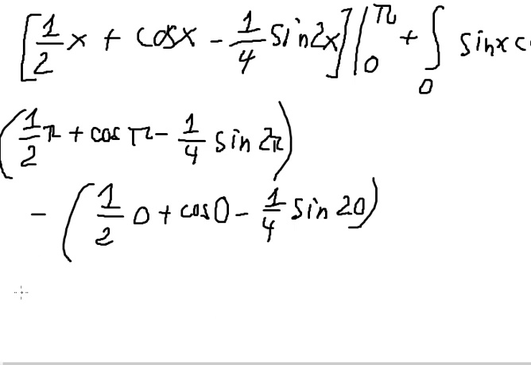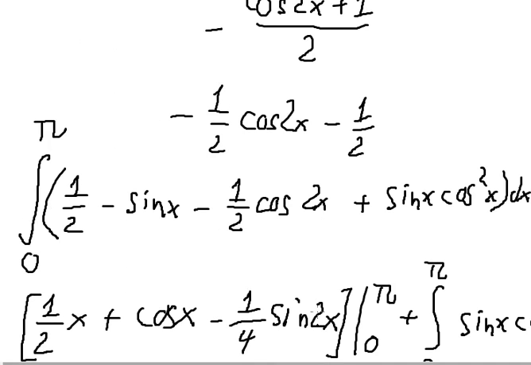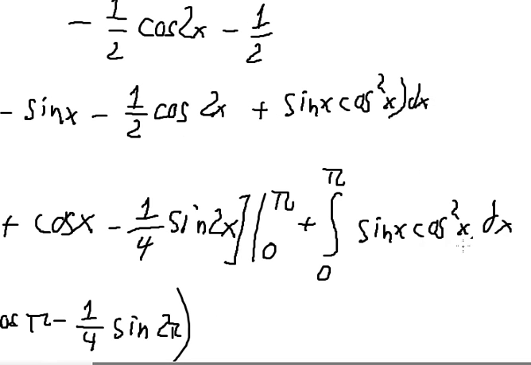So this one we got about 1 over 2b minus number 1. This one you got about 0. Negative with cosine number 0, you got about negative number 1. So we have 1 over 2b minus number 2. Now we have this one left.